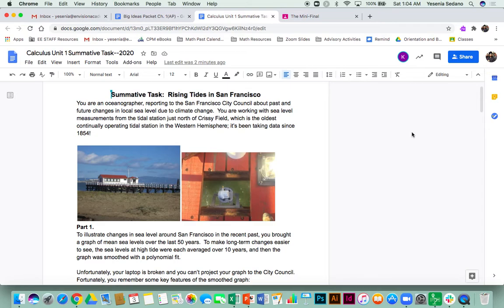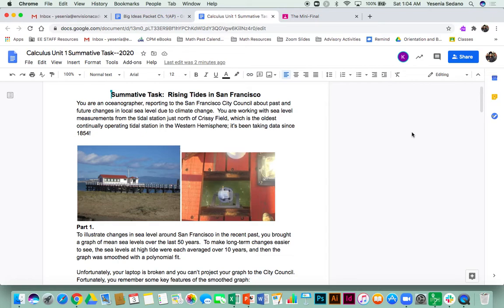So here we go. This is the summative task, and we're talking about rising tides in San Francisco here in the Bay Area. Here's the overview. You're an oceanographer. You're reporting to the City of San Francisco City Council about past and future changes in local sea level due to climate change.